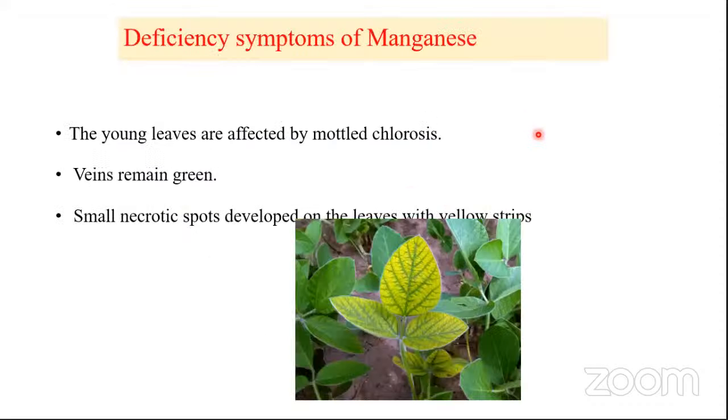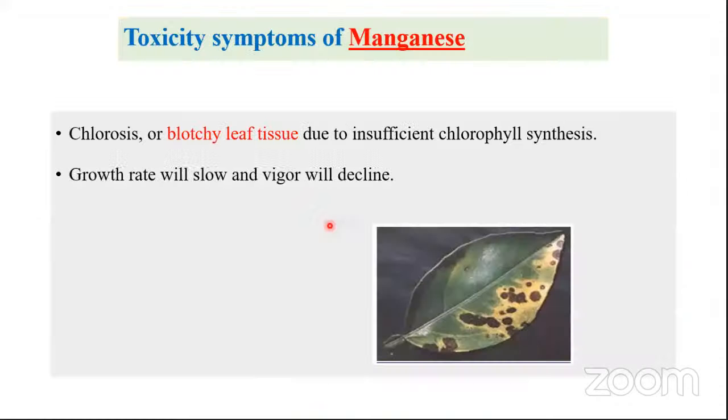Coming to deficiency of manganese, the young leaves are affected by mottled chlorosis. In mottled chlorosis, the veins remain green and small necrotic spots develop in the leaves. You can see some necrotic leaves and yellowing strips in the particular crop. With toxic symptoms, you can see blotchy leaf tissues, which means some dead tissues, reduced chlorophyll, a slow growth rate, and declining vigor.